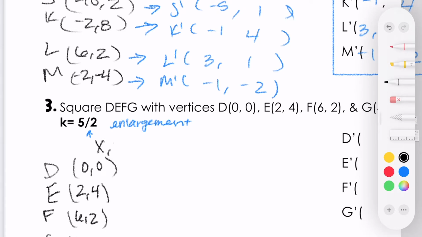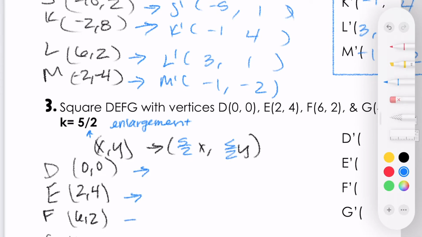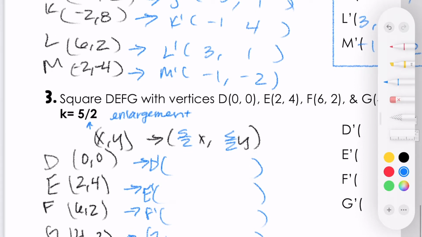Then we've got our algebraic expression. This is 5 halves x, 5 halves y. So the way I like to do it, if you struggle with fractions, is to use my original point when I'm doing this. And remember, I'm only showing you d prime and e prime, and you are responsible for f prime and g prime. So d prime, this one's kind of easy. 5 halves times 0, that's going to be 0. And 0 times 5 halves, well, that's 0. When you have the origin, it just kind of stays the same.